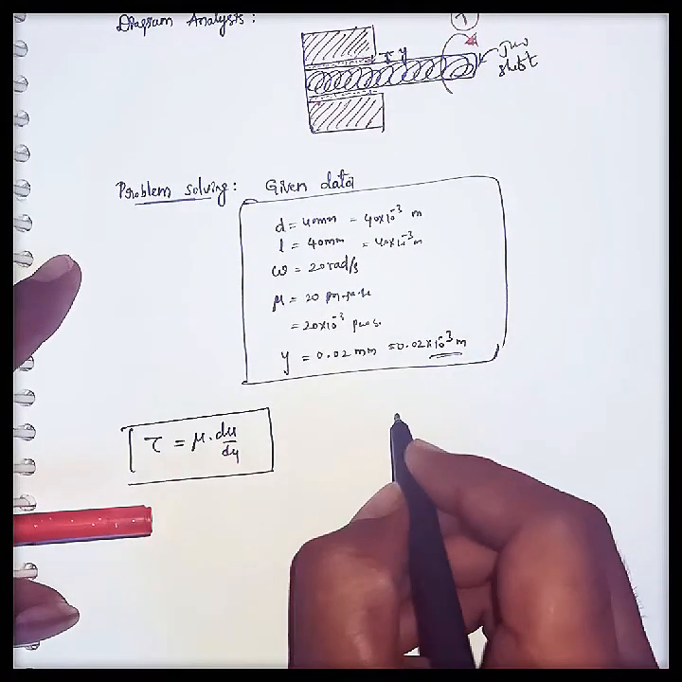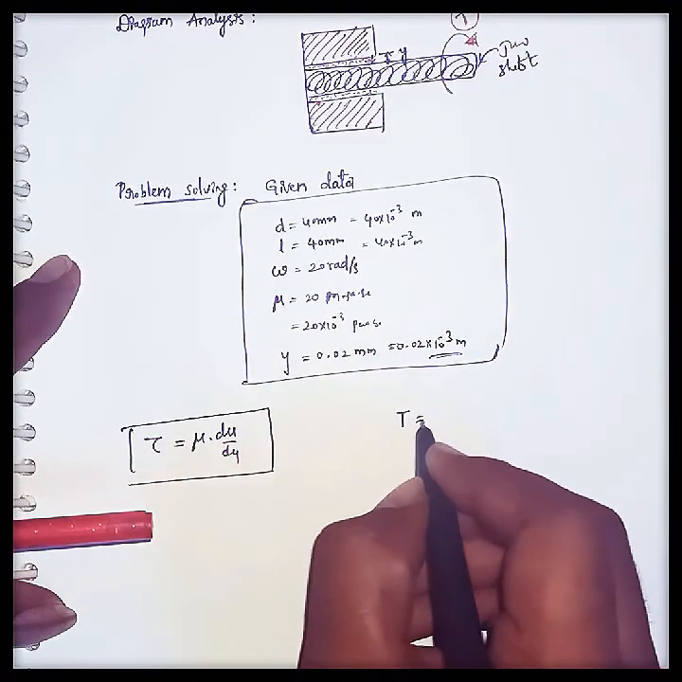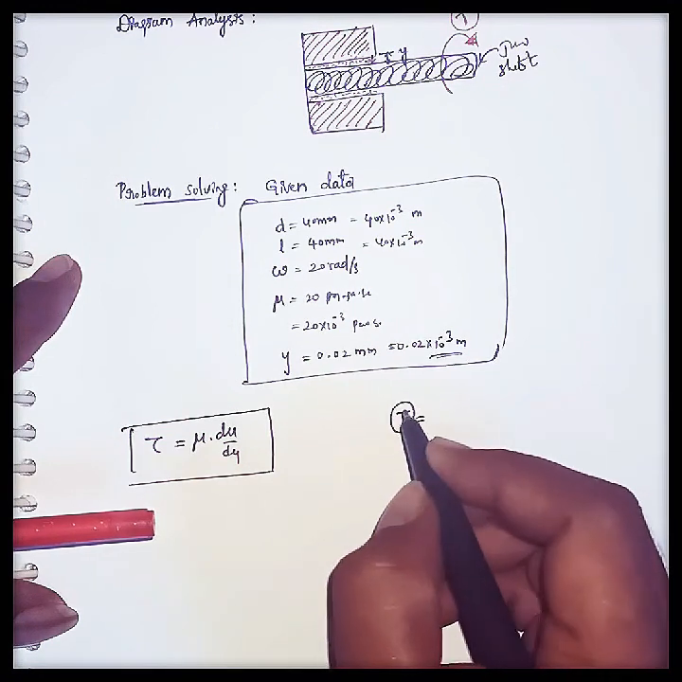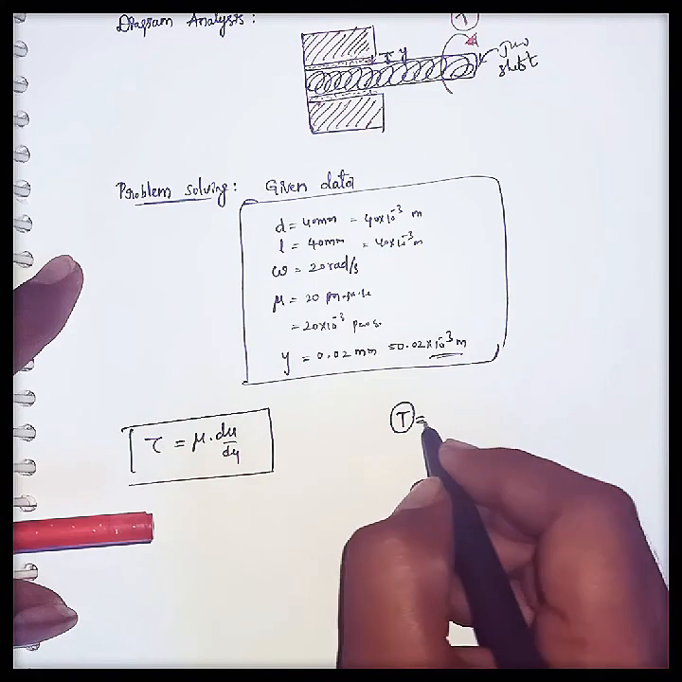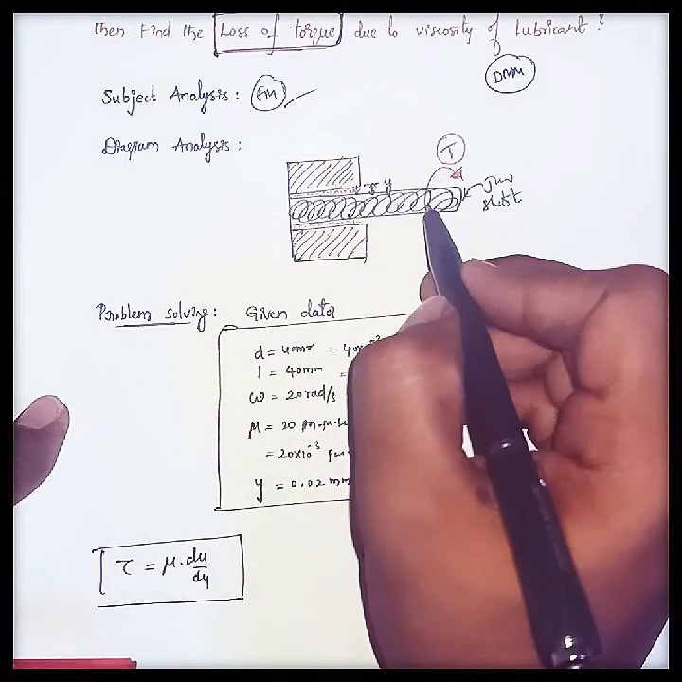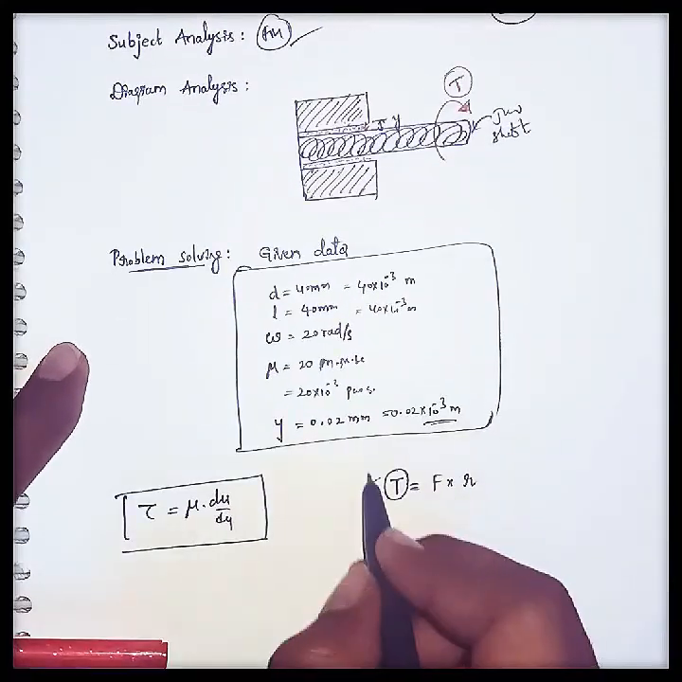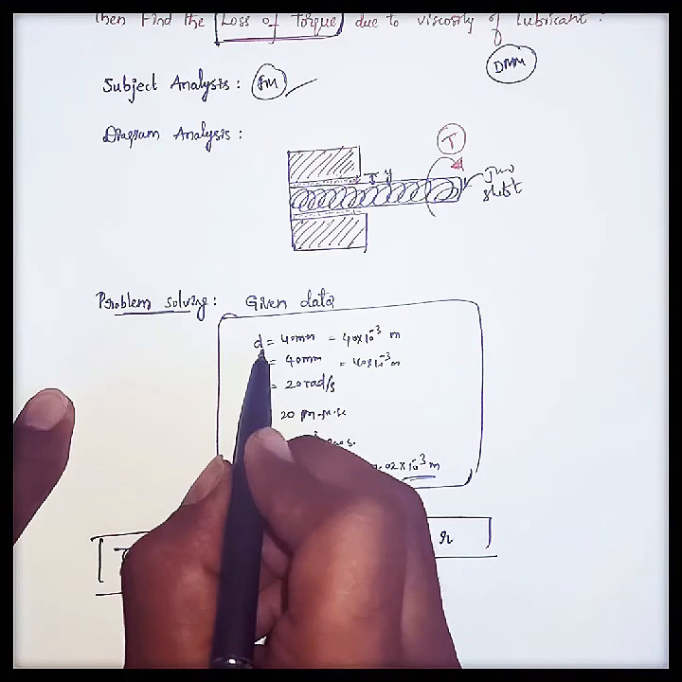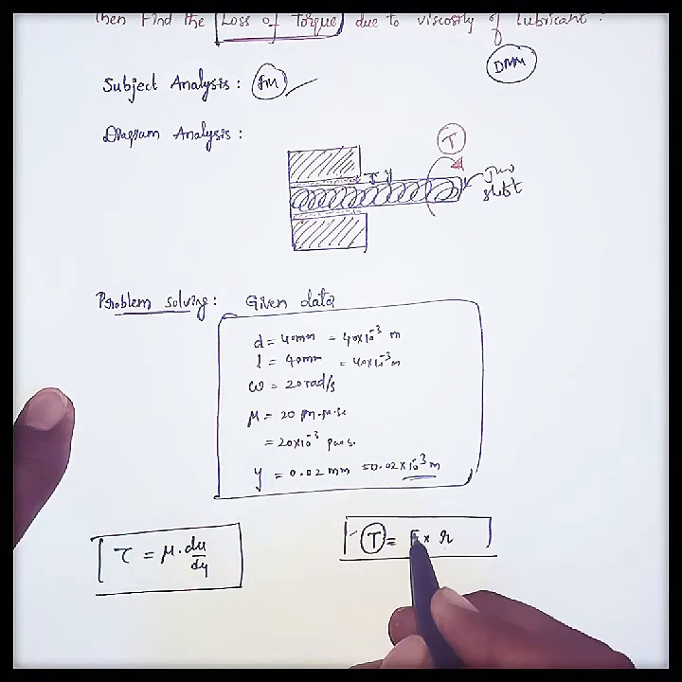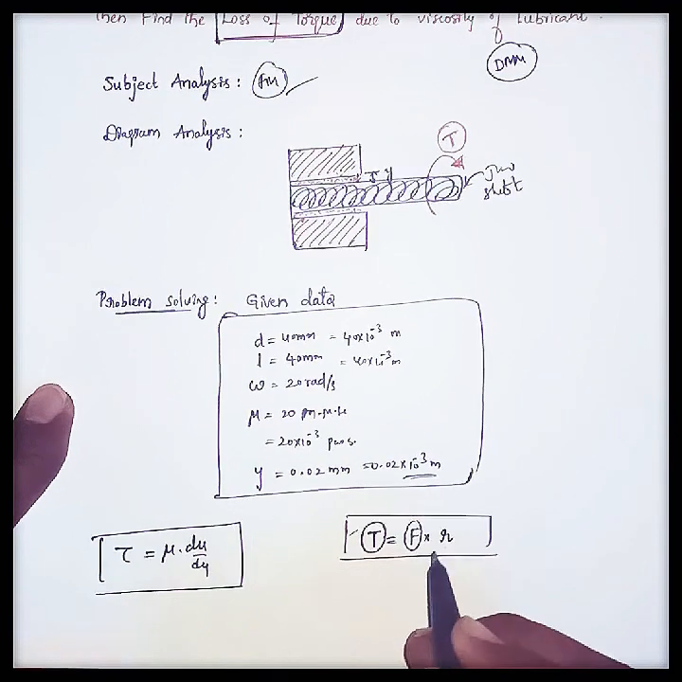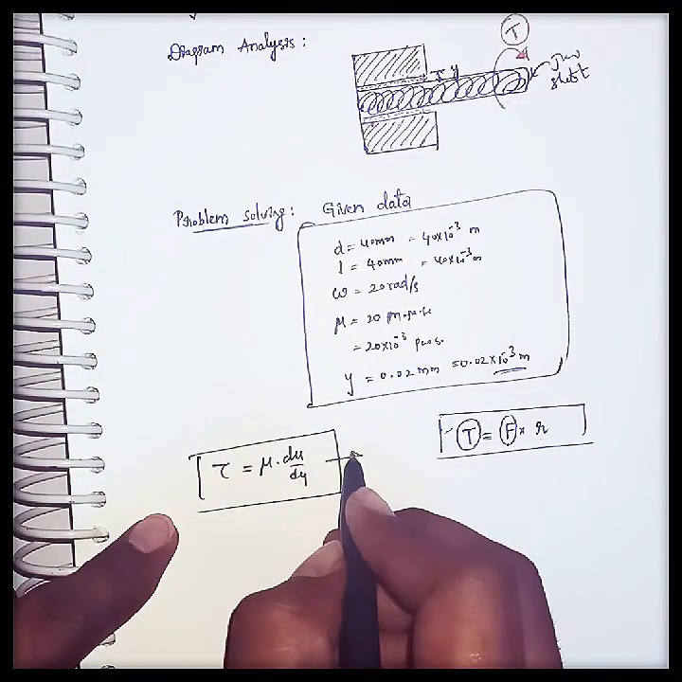Here we should calculate the torque value, that is the loss of torque due to the viscosity or shear, which is nothing but the shear force into the radius of this shaft. This is the torque, and we know the radius because he gave the diameter, and we have to find this shear force. To find this shear force we have to use Newton's law of viscosity.